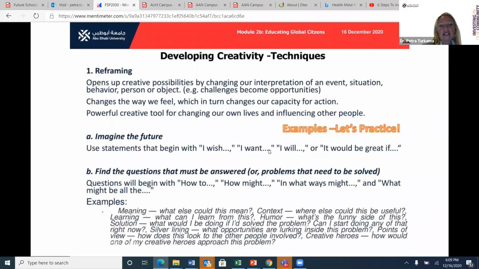A couple of other techniques. One is reframing, finding a silver lining in things. Let's say somebody is losing their job. First, it's a shock, it's a big blow, but let's reframe this as an opportunity to do something that you always wanted to do. So changing our lives and influencing other people. That could be one example of reframing.